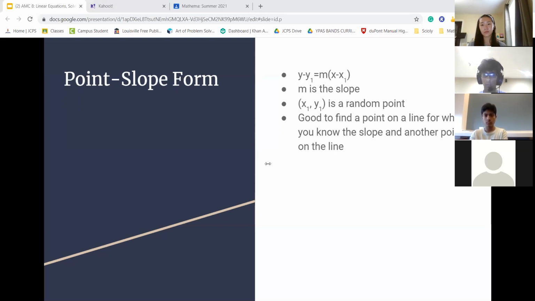Using this form, it's good when you know the slope and a point on the line. You can easily write the equation of a line if you know the point and the slope.